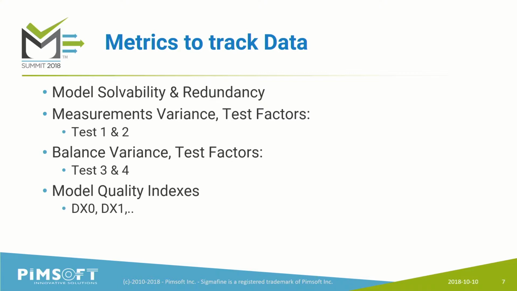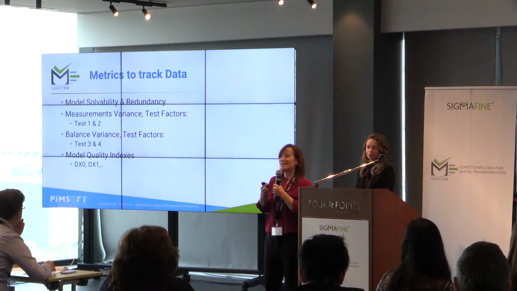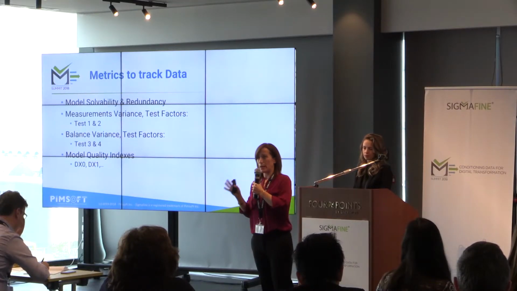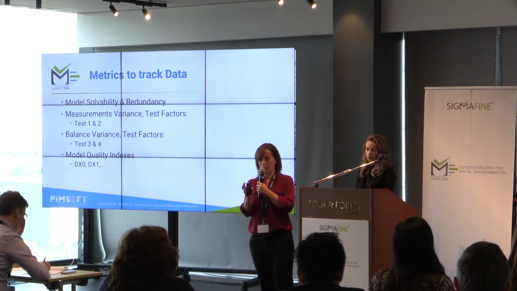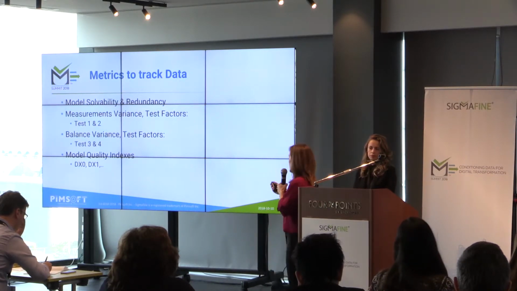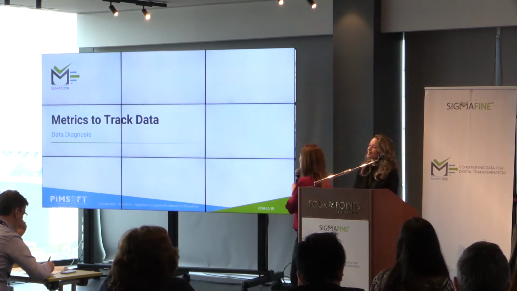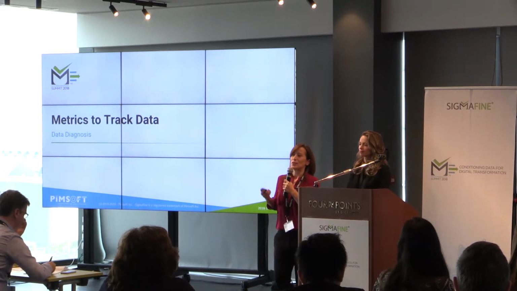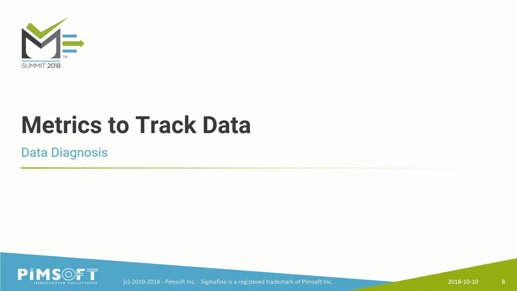Then we have the test factors for the meters, so test 1 and 2. The test factors for the balance points, there are 3 and 4. And the model quality indexes, that are 4 or 5. Each of them gives you an indication on the overall balance, the overall result in your model. So now Isabel will show you in more detail those metrics and those factors.